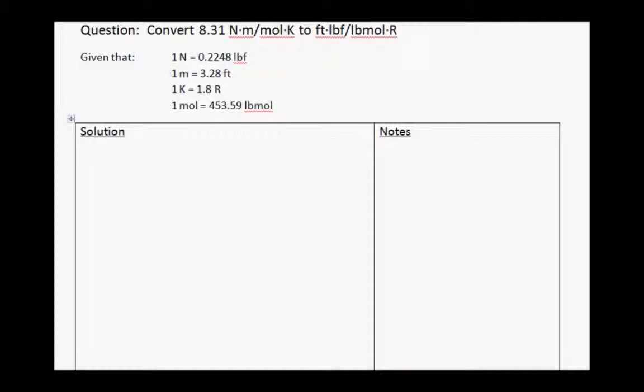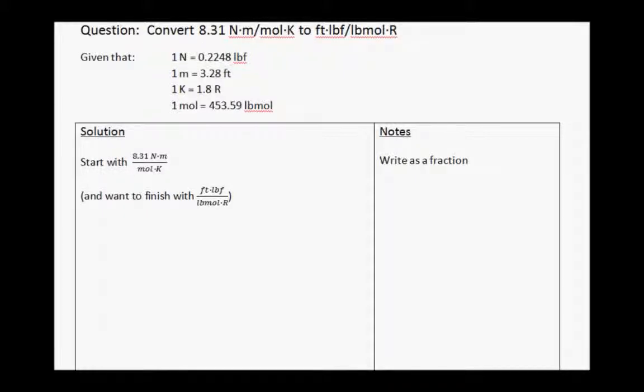Given the correct conversion factors, you should be able to answer this question without even knowing what these numbers and symbols mean. We'll start as we always do by setting up the original amount as a fraction. Write it as 8.31 newtons times meters over moles times kelvins. Now look at what units the answer is supposed to be in. We need to change newtons to pounds force, meters to feet, moles to pound moles, and kelvins to rankines.